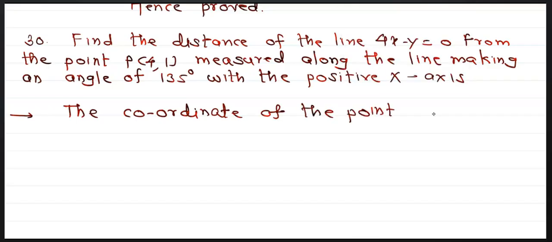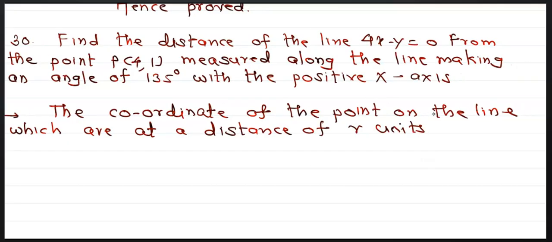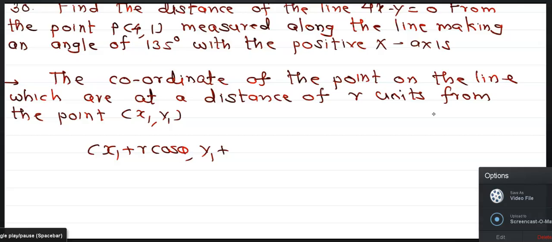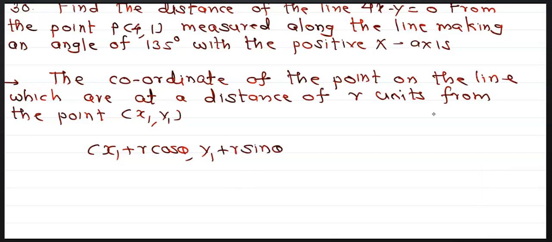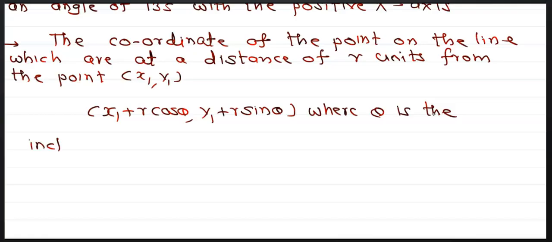The coordinates of the point on the line which is at a distance of r units from the point (x1, y1) are (x1 + r cos theta, y1 + r sin theta), where theta is the inclination of the line.